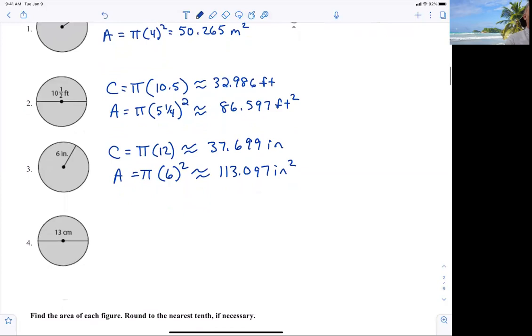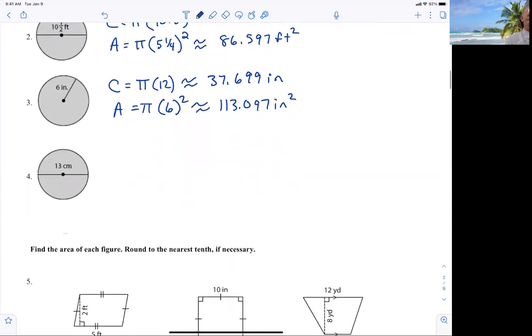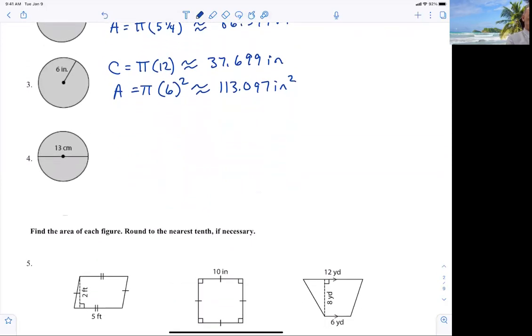Okay, Molly, you got the last circle here. Tell me. It is 5 times 13. Yep. That's 40 times 8. Good job. What's the radius? 6.5. Good job, kiddo.